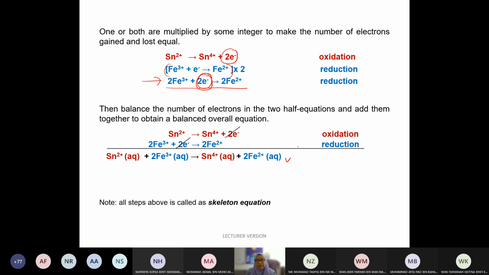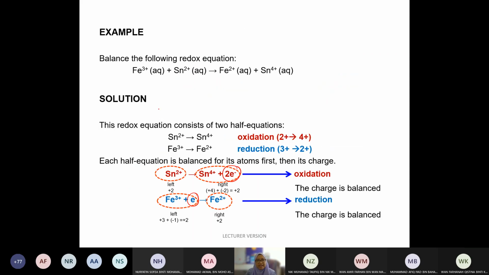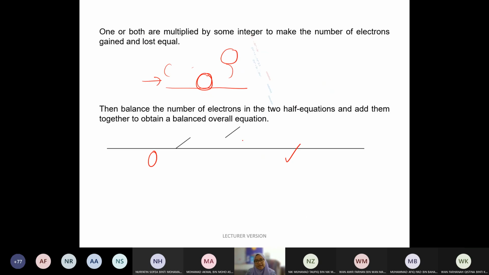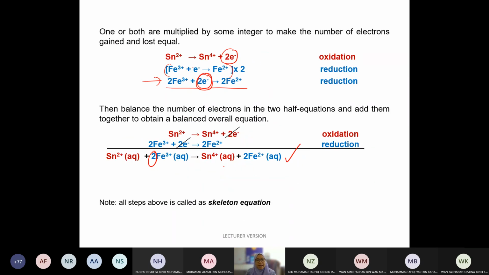So this is the balanced redox equation. It has a 2 here. Initially, this is the initial one, which is not balanced. Finally, this is the balanced version. So we have a factor of 2 at the front of iron 3+ and also iron 2+.